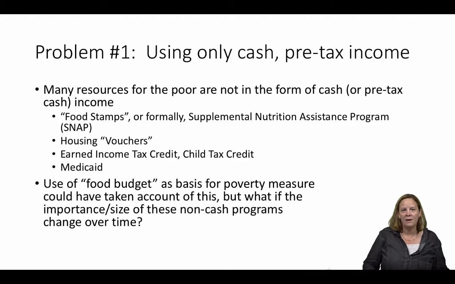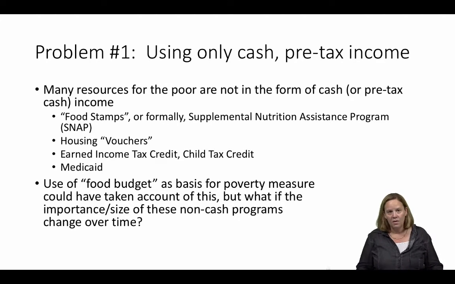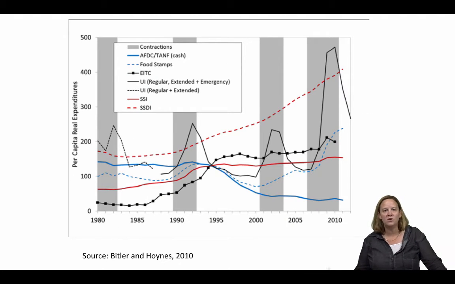A similar and important issue arises if the relative amounts of cash and non-cash assistance change over time. In the U.S., this issue of changes over time in the way in which benefits are delivered, cash versus non-cash, has become a critical issue. The graph shown here shows the trend in spending per person, adjusted for inflation, from 1980 through 2010 for a variety of government assistance, tax, and social insurance programs.